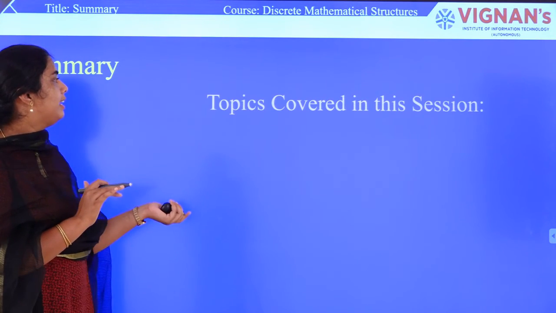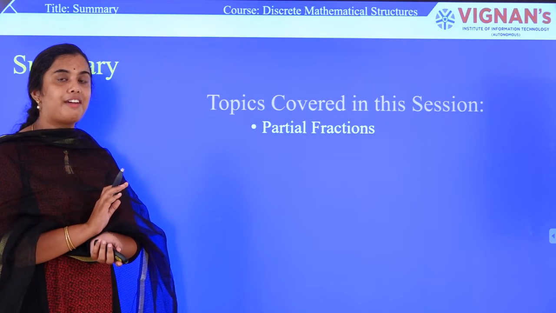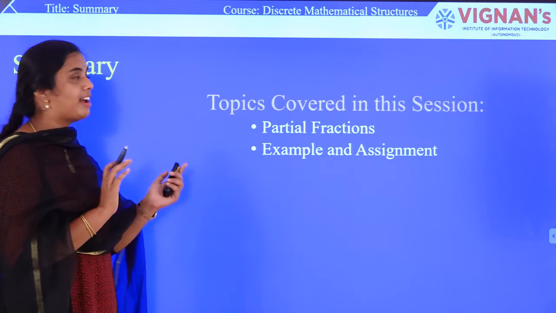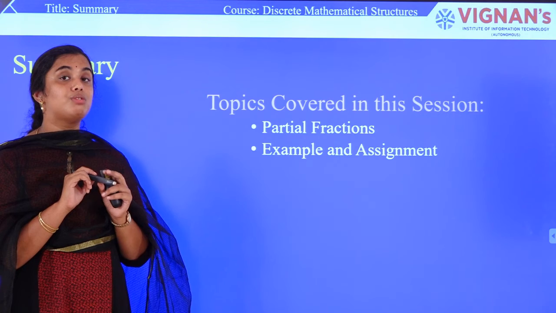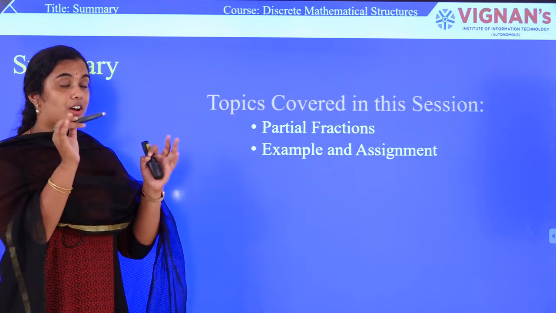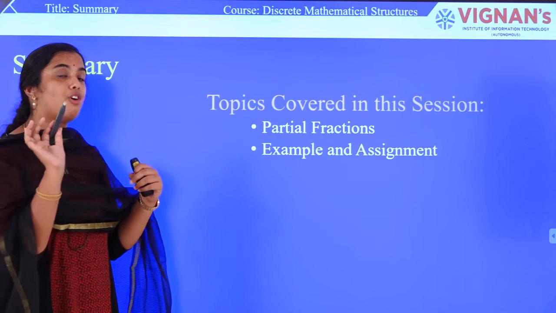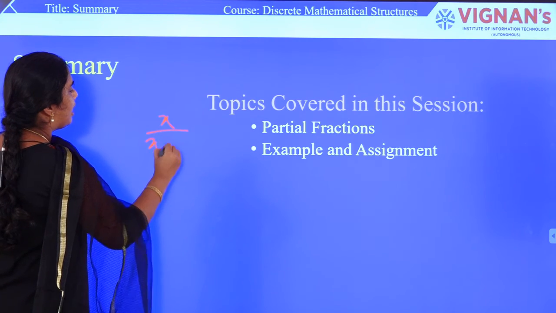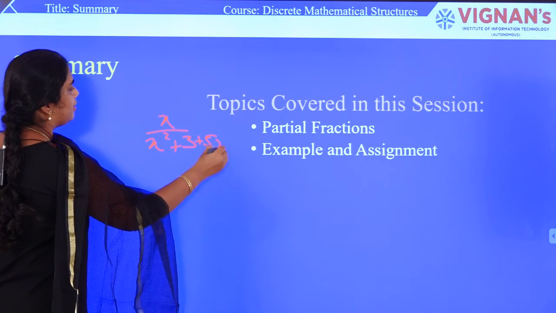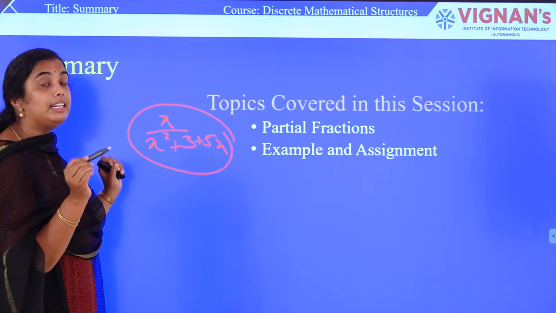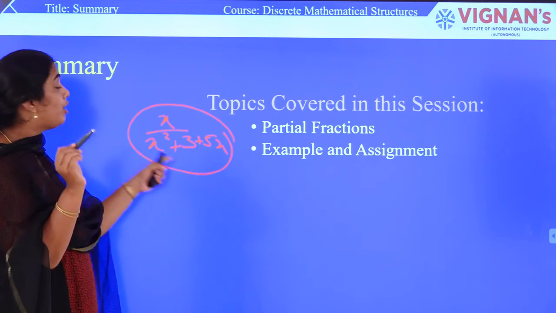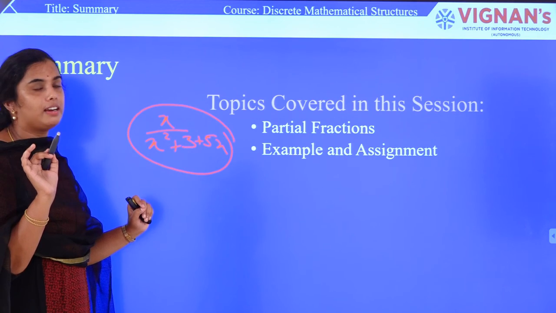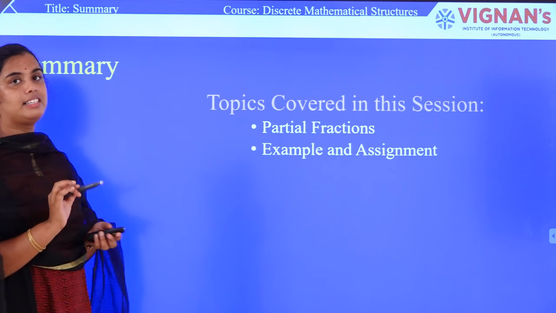And the summary: in this session you have learned about partial fractions, and I have explained an example and an assignment question related to partial fractions. And one more thing, how these partial fractions are used in generating functions. Using generating functions you get a closed formula. If that closed formula is of a type like x by (x square plus 3) plus some 5x, then it is very difficult to solve such complex equations. So in order to solve such complex equations, you will be using partial fractions. More problems regarding this you will be learning in the next session. Okay, thank you.